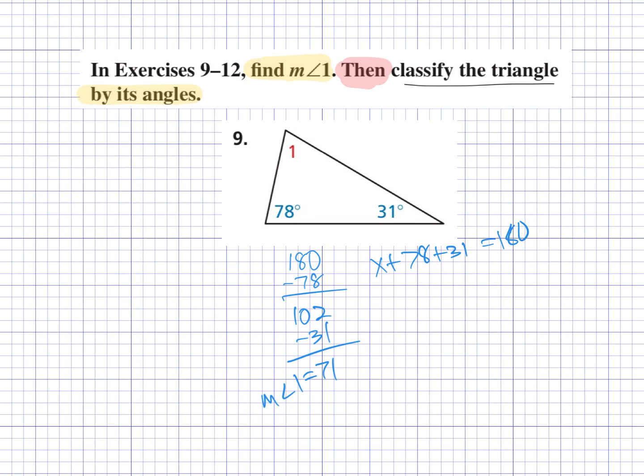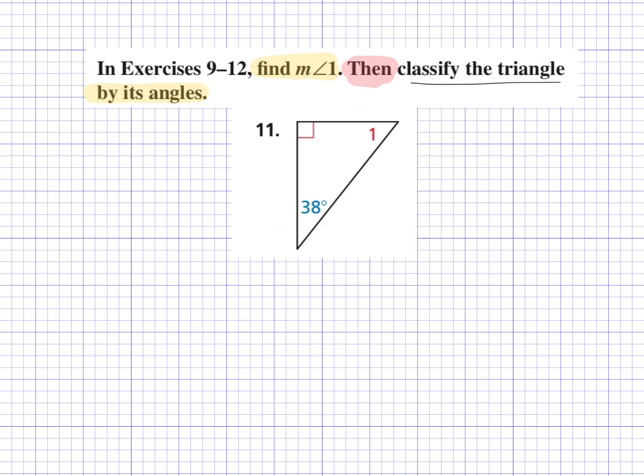Let's see, did we check everything? Classify the triangle by its sides. All right, they're not marked, so this is scalene. All right, so you need to have those two pieces.